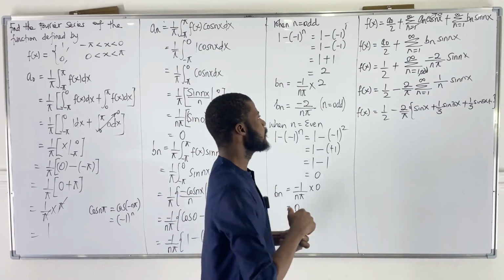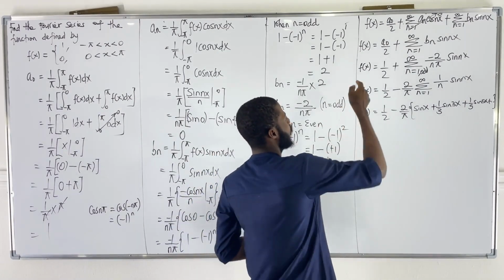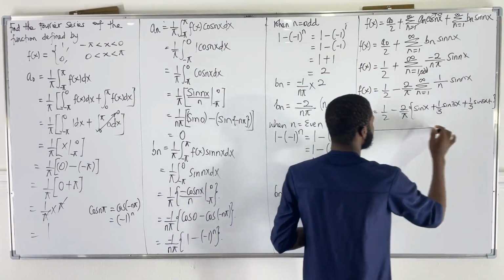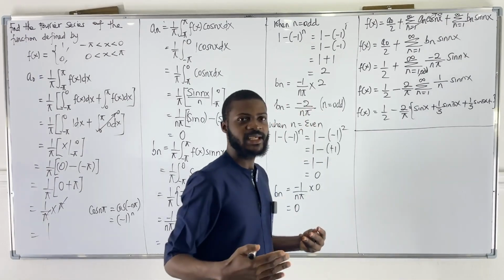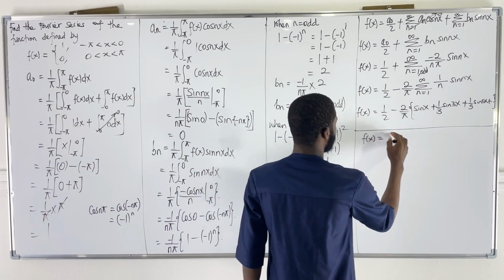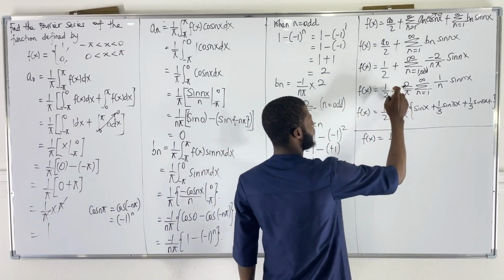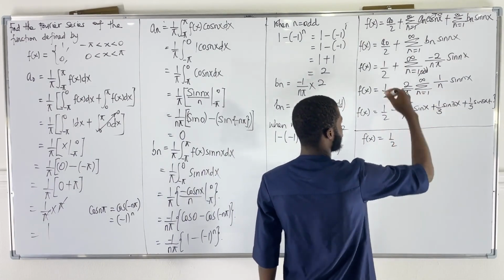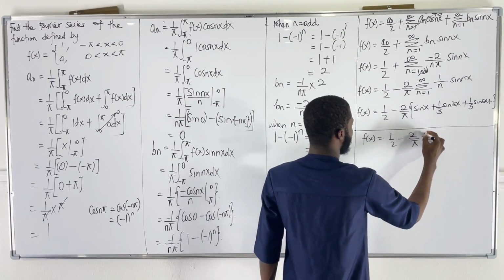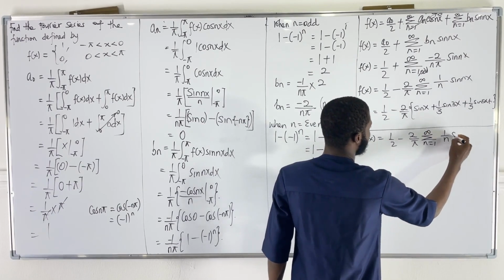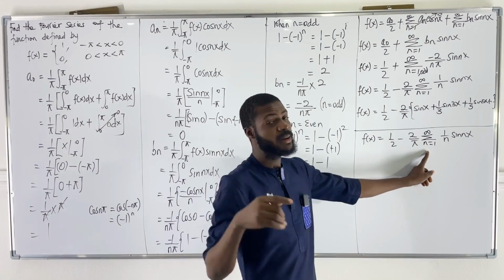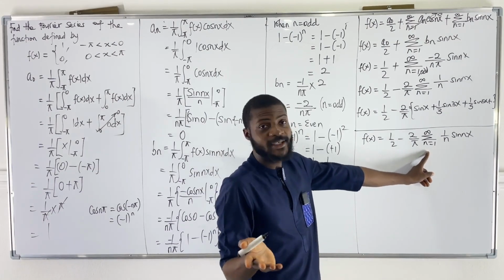But I said something. I said, what if you want to write this in another way? The other way to write this, especially if they say leave your answer in terms of n. So f of x is equal to half minus 2 over pi, the sum from n equal to 1 to infinity of 1 over n sine nx, where we always have to be remembering that n is odd. You might forget that n is odd.